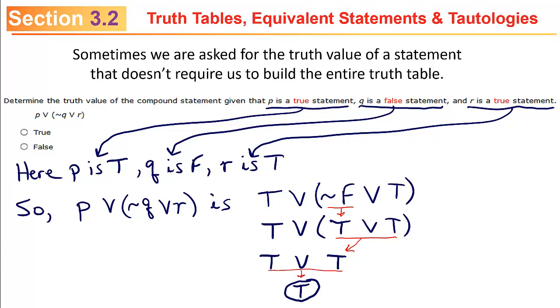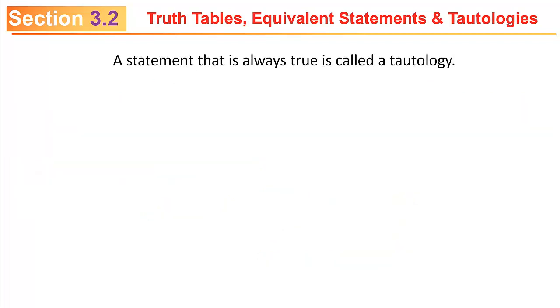Remember, with or, it's only false if they're both false. So you end up with a statement value of true. And notice you didn't have to produce the entire truth table if you already know the values of each individual statement. By the way, there's a name for a statement that's always true.